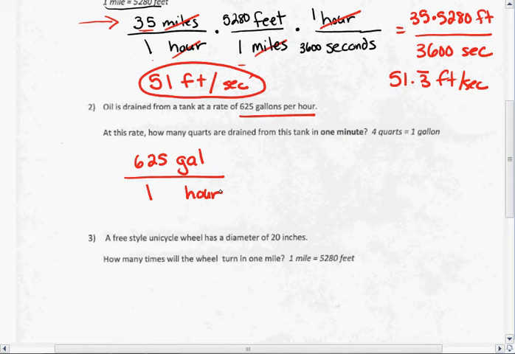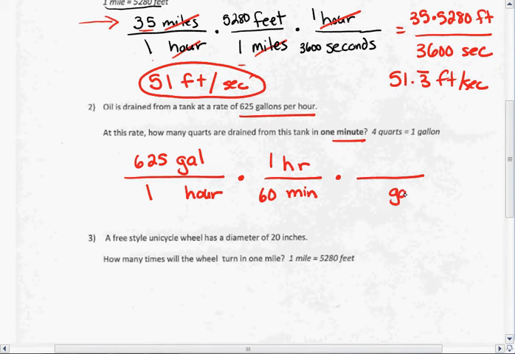And once again, I'm going to need to change the gallons, and I'm going to need to change the hours. It doesn't matter which way I go first. I started on the top the last time. I'll start on the bottom this time. So I'm going to be canceling out hours. I'm going to replace them with minutes. And the conversion ratio for hours and minutes is 1 hour is the same as 60 minutes. And then I'm going to change gallons into quarts.